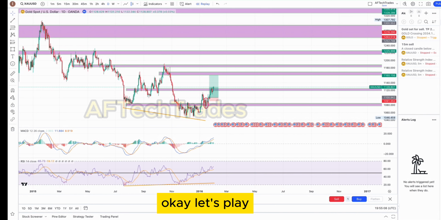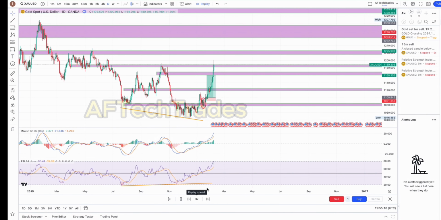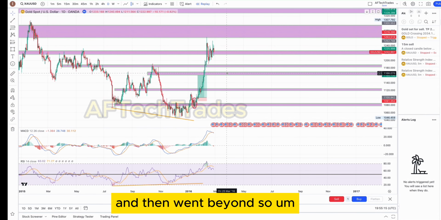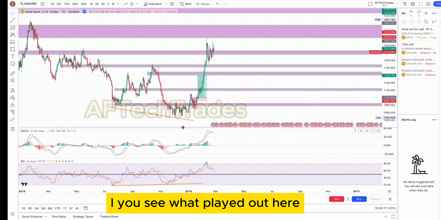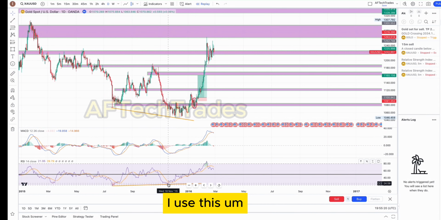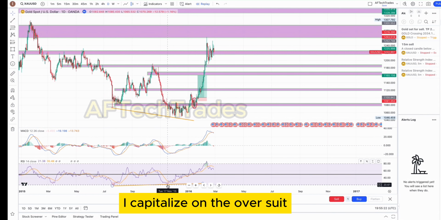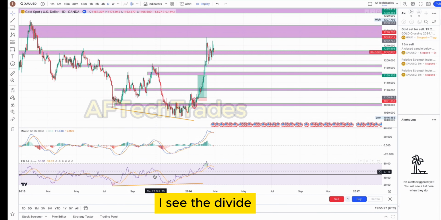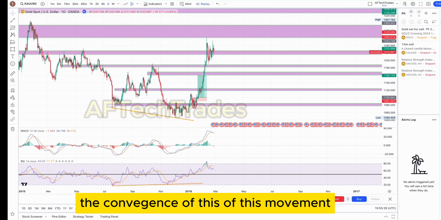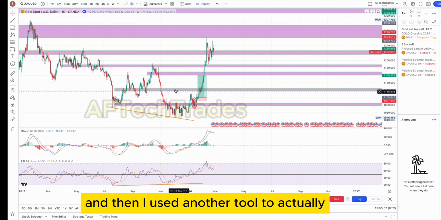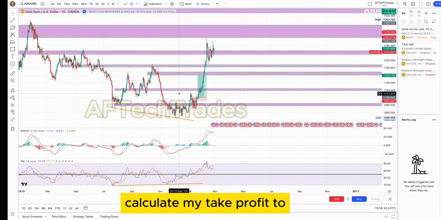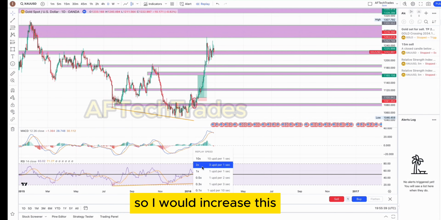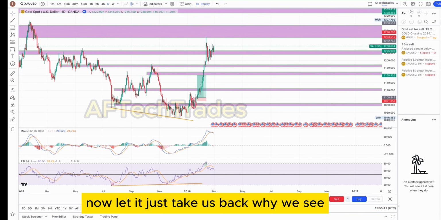Okay, let's play. You see, it hit my take profit and then went beyond. So you see what played out here. I used the oversold. I capitalized on the oversold. I see the MACD crossover. I see the divergence, the convergence of this movement, and then I used another tool to actually calculate my take profit to hit this.